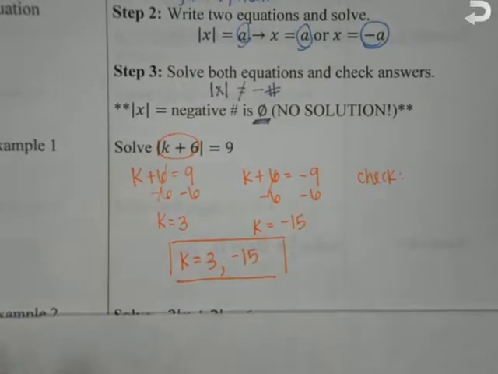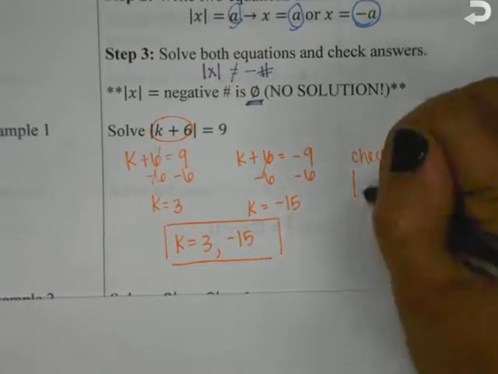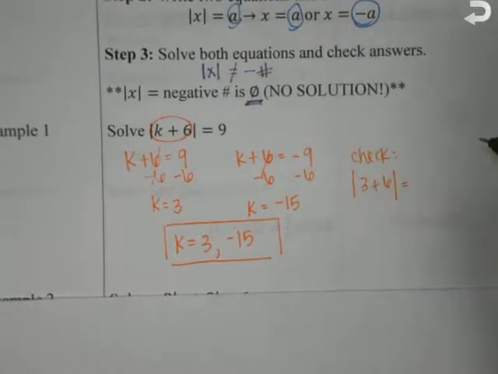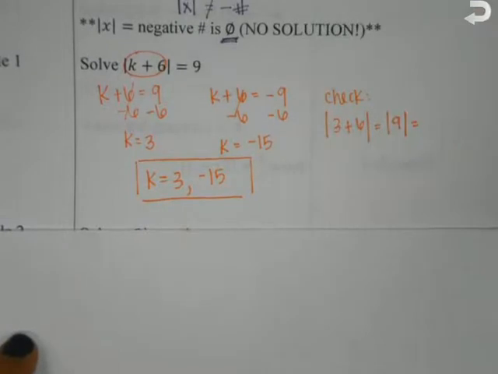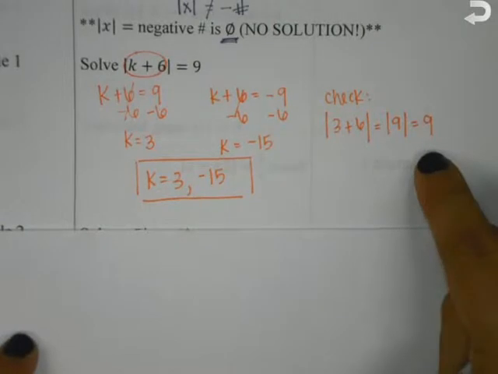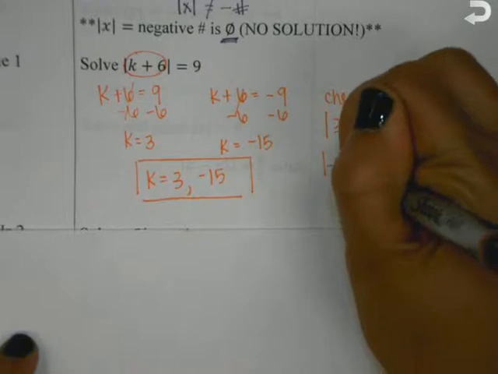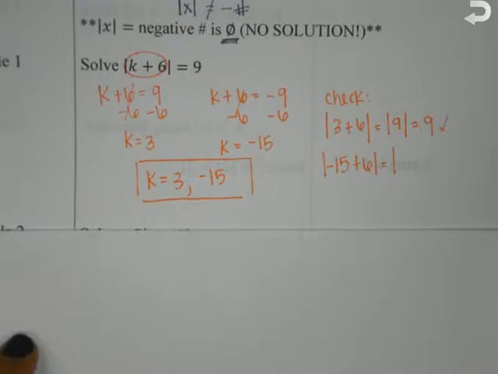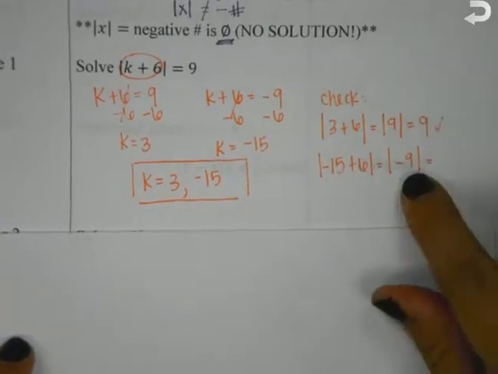So absolute value of 3 plus 6. What's 3 plus 6? 9. So that gives me absolute value of 9, which is equal to 9. Is that a true statement? Yes. Okay, so let's try negative 15. Absolute value of negative 15 plus 6 gives me absolute value of what? Of negative 9. And what's the absolute value of negative 9? Positive 9. So does that one work? Yep, so both of our answers are correct. Okay?